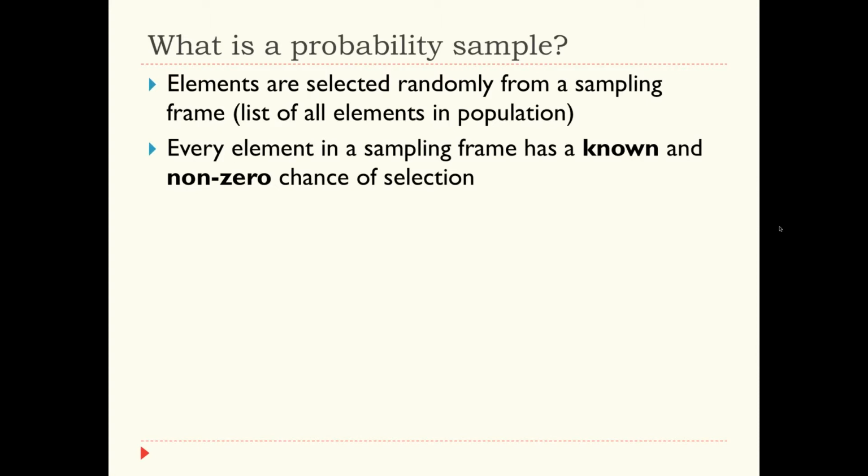So let me just review the concept of a probability sample. In a probability sample, elements are selected randomly from a sampling frame. A sampling frame is just a list of all of the elements in the population that we hope is more or less complete. Every element in a sampling frame has to have a known and non-zero chance of selection.